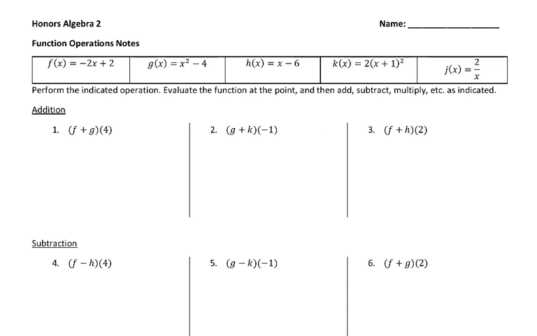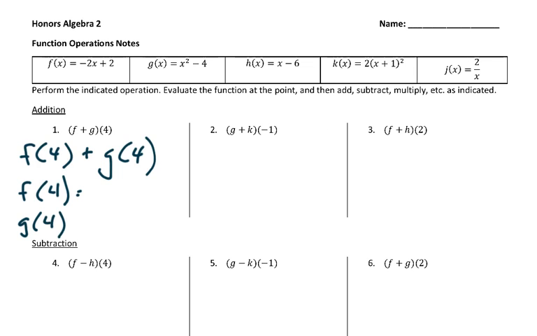You can write this two ways. You can write f of 4 plus g of 4. They are equivalent expressions, okay? I have a tendency to write it the first way, but you'll see it written the second way many times. So f of 4 plus g of 4 should say to you to find f of 4, find g of 4, and add them together.